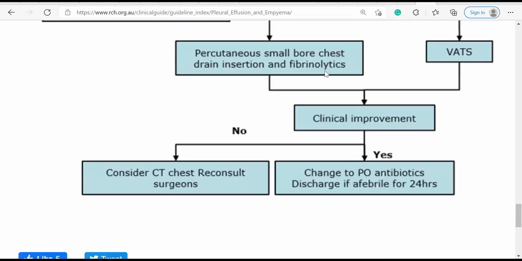The respiratory pediatrician can go for either video-assisted thoracoscopic surgery, I think, something like that. So they can do a VATS, or most of the time they would go for a percutaneous, small bore chest drain insertion. So they can do a chest drain. You will not do that. So lots of important things to understand about it. Do you guys understand what I am saying?